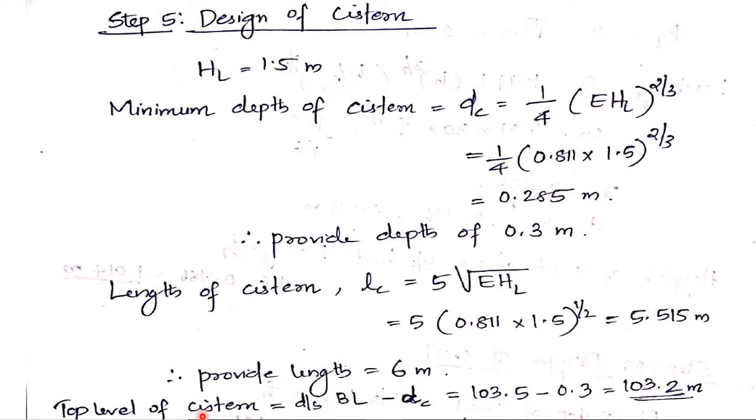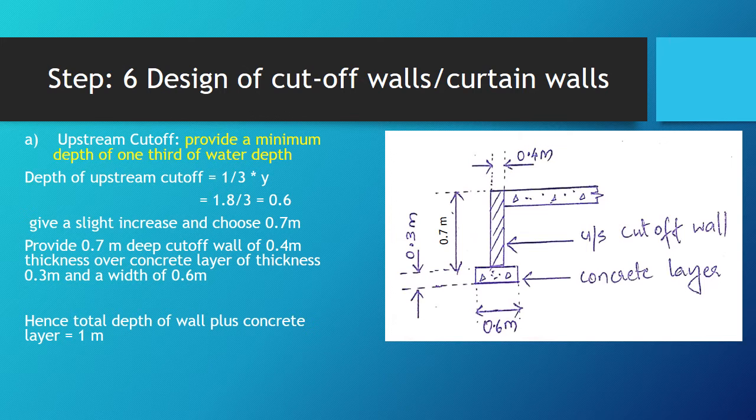Now the top level of cistern is equal to downstream bed level minus DC, that is equal to 103.5. Downstream bed level is given in the question. So 103.5 minus depth, that is 0.3. So the top level of cistern or top level of water cushion is equal to 103.2 meters. Here the top level of cistern means that is a floor of the cistern or floor of the water cushion.